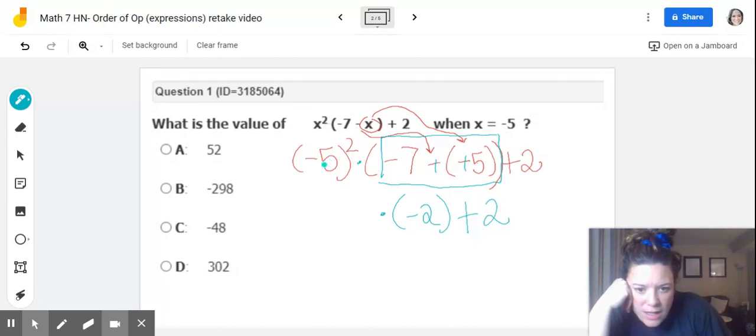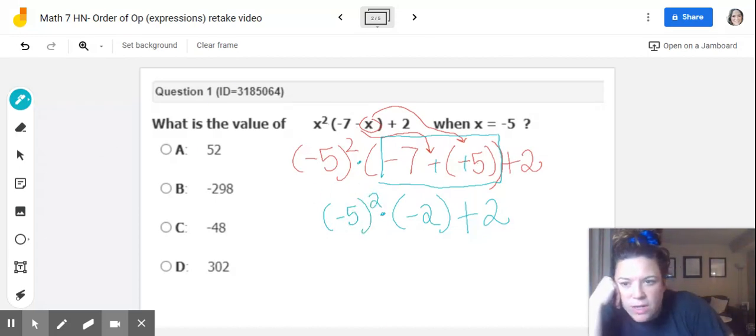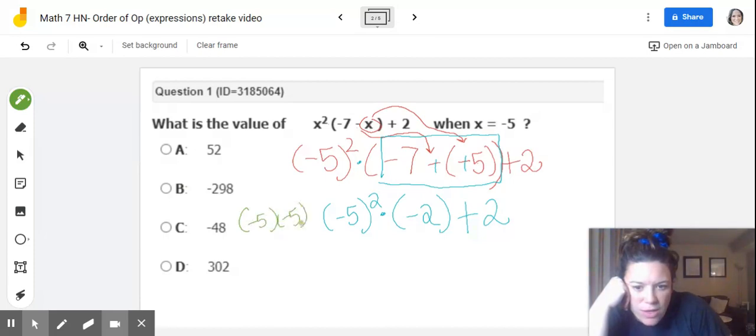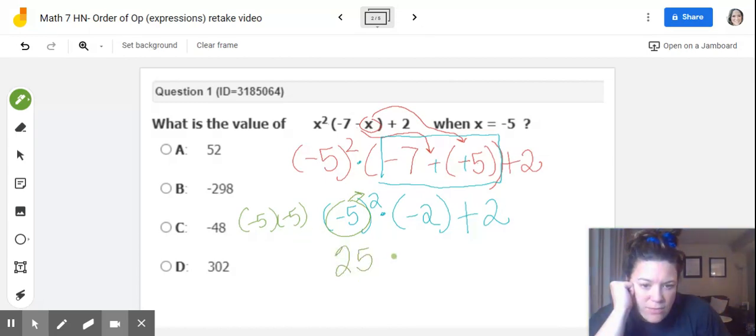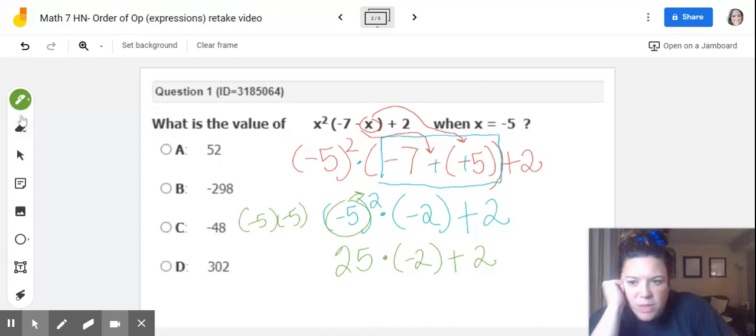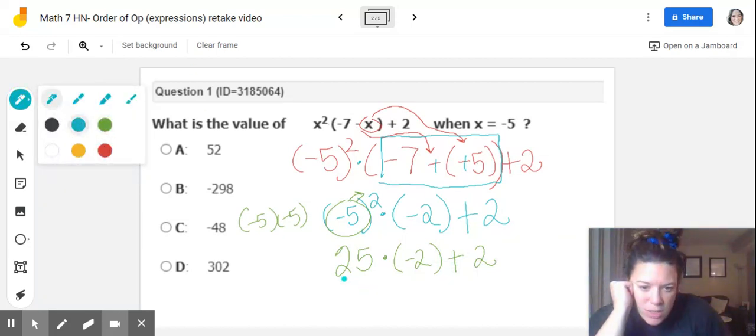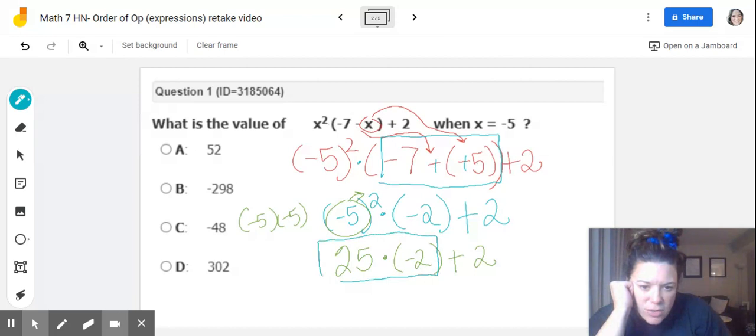And then -5, I'm going to do the exponents next, and -5 squared basically means -5 times -5. You have to square the whole number inside the parentheses. And -5 times -5 is a positive 25. So I've got 25 times a -2 plus 2. Multiplication comes before addition, so I'm going to do 25 times -2, which is -50, and -50 plus 2 is -48.